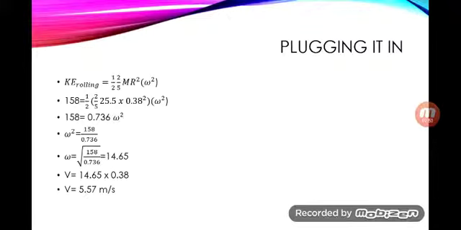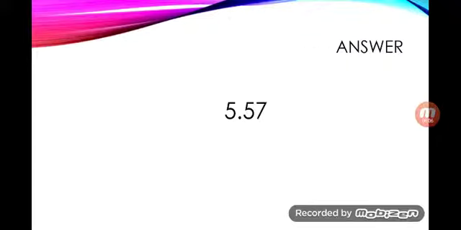Now tangential velocity is simply angular velocity times the radius, which is 0.38 meters. Once you plug that in, you get the tangential velocity, which is 5.57 meters per second. And those are the 3 problems that I'm going to present for today.